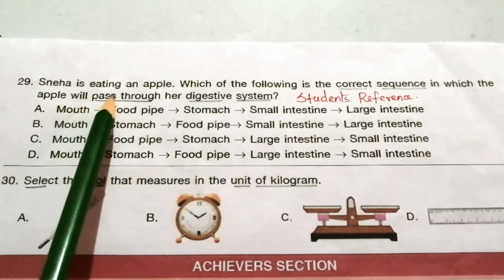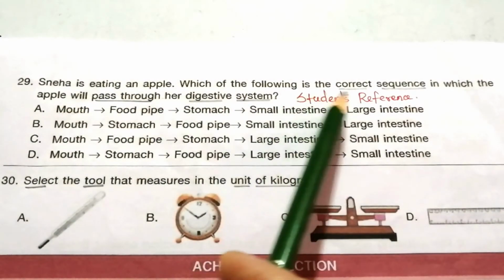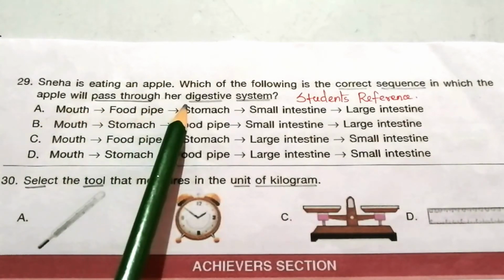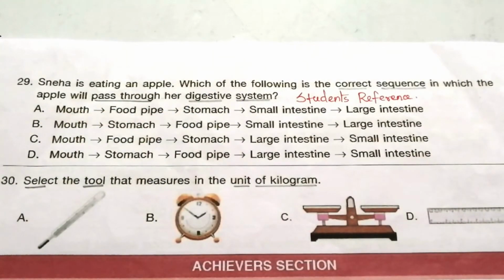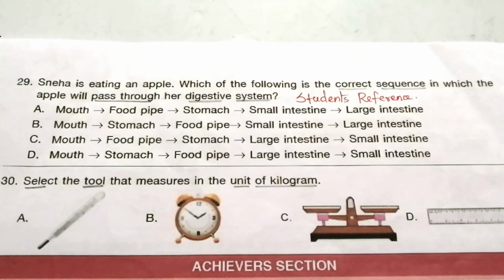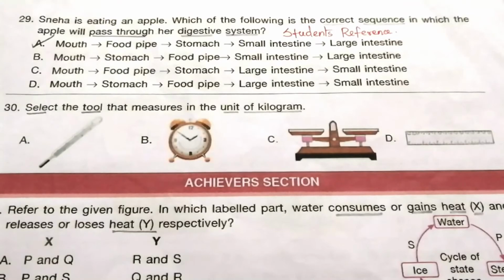29. Sneha is eating an apple. Which of the following is the correct sequence in which the apple will pass through her digestive system? You read the given 4 options carefully and try to find out the answer. The correct answer is A, mouth, food pipe, stomach, small intestine, then large intestine.